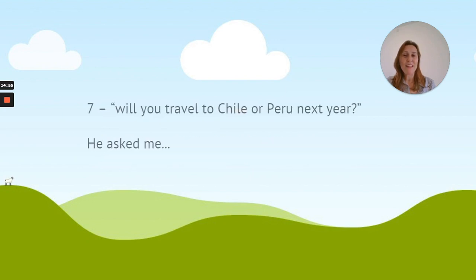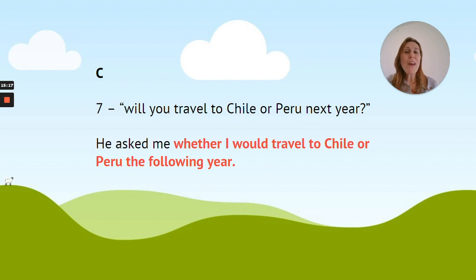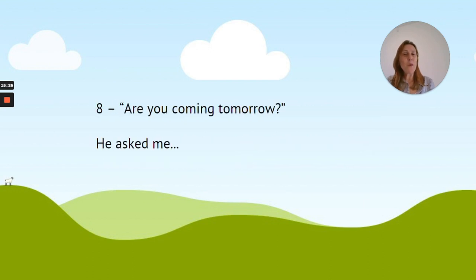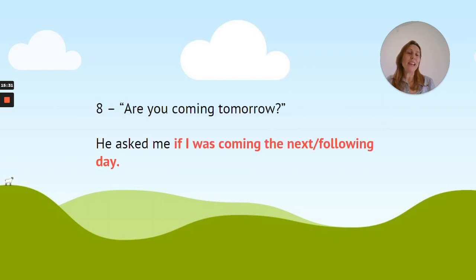Right? Number 7. And pay attention to this one. "Will you travel to Chile or Peru next year?" So notice we have will, it's a question, and we have two options. And notice also next year. So there are several changes here. He asked me whether I would travel to Chile or Peru the following year. "Are you coming tomorrow?" He asked me if I was coming the next or following day.